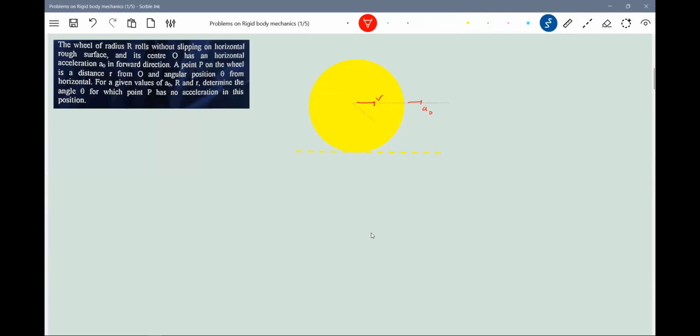And also acceleration. So this is r, this is theta, and there's a radius. If you can remember, we are bothered more about the instantaneous center. Now point P will have no acceleration in this position.